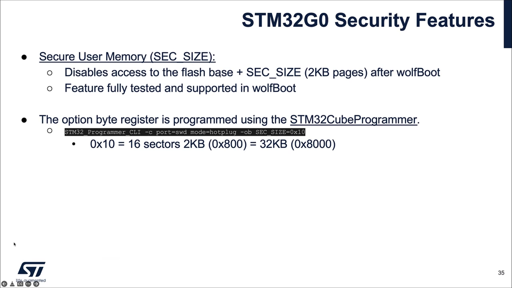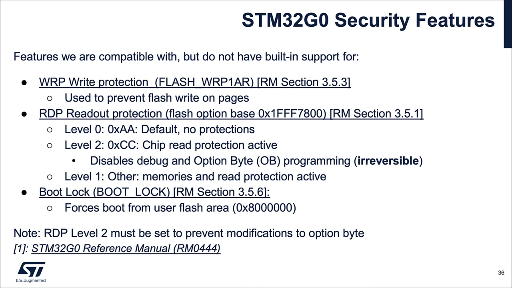And this can be programmed using the Cube Programmer, and it's programming the SEC_SIZE option bits. And it's basically programming it with a value of 16, which is saying offset the start address by 16 2K sectors, which is 32K that we defined in the configuration. And like I said, wolfBoot will actually say that it's done and it'll fire off the application. And then that address space where the bootloader resides will no longer be accessible.